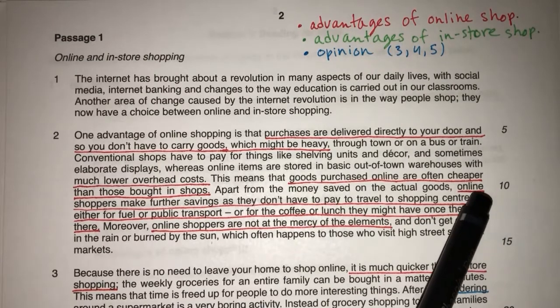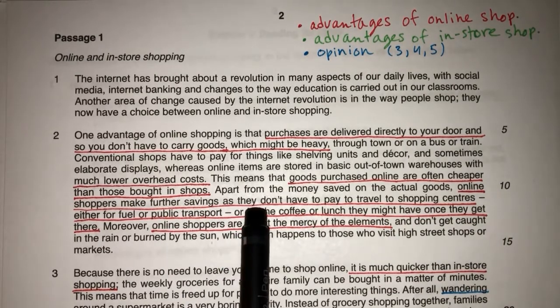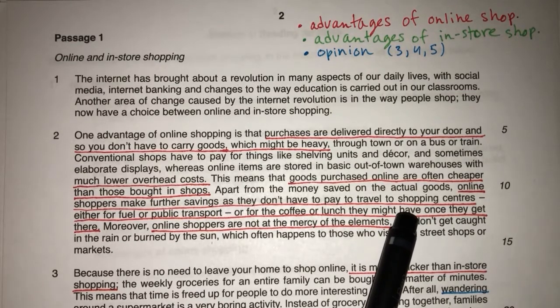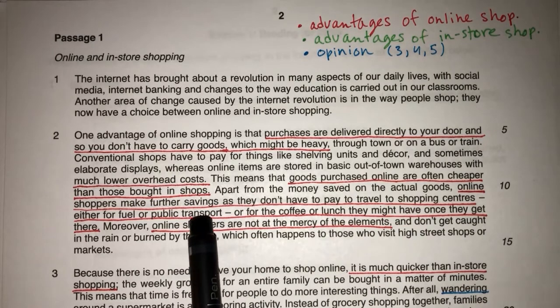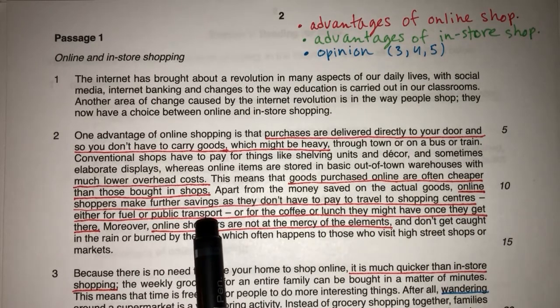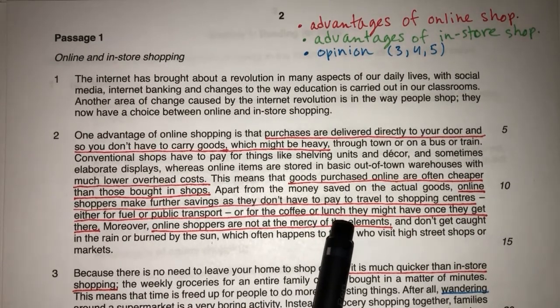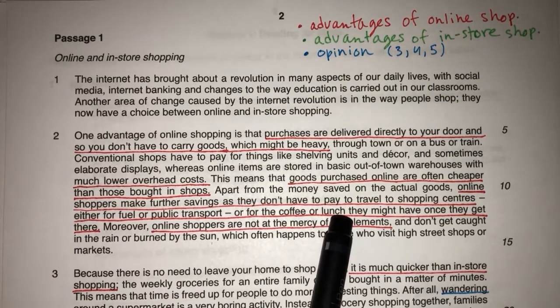So online shoppers make more savings. They don't have to pay for travel. They don't have to pay for the bus or for the gas for their car to go to the store that they need to go to. And they also don't need to pay for the snack or the food that they might need when they're outside shopping, right?